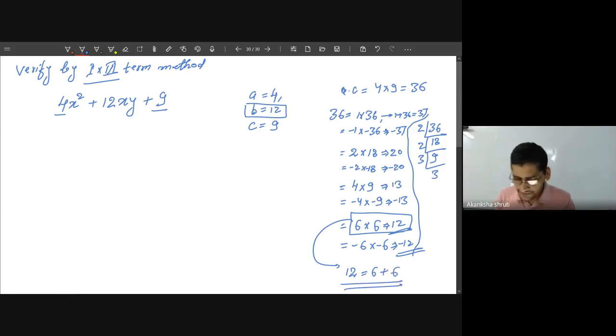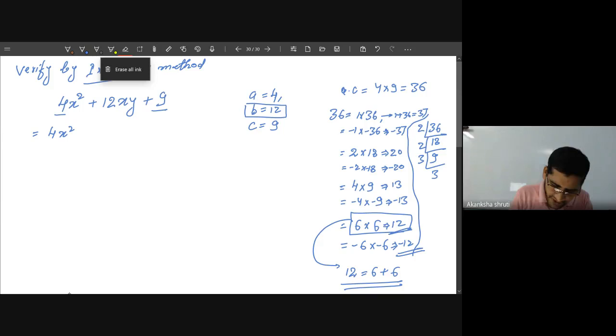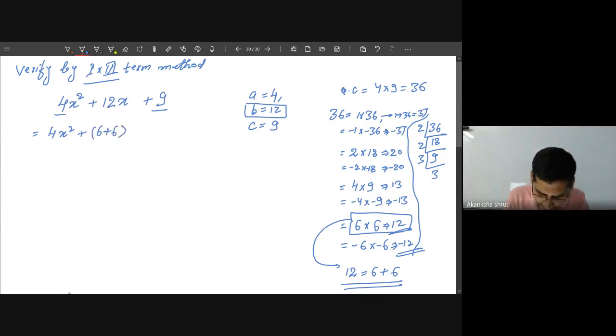Okay. So this is what we have to do. Therefore, I will change 4x square plus, in place of 12, I will write 6 plus 6, 12x. It is not y, it is x only, students. So I can write this as plus of 6 plus 6, I have just replaced this 12, x plus 9. So in this case, you first have to open this x, meaning 12x we have to break. So 4x square plus 6x plus 6x plus 9.